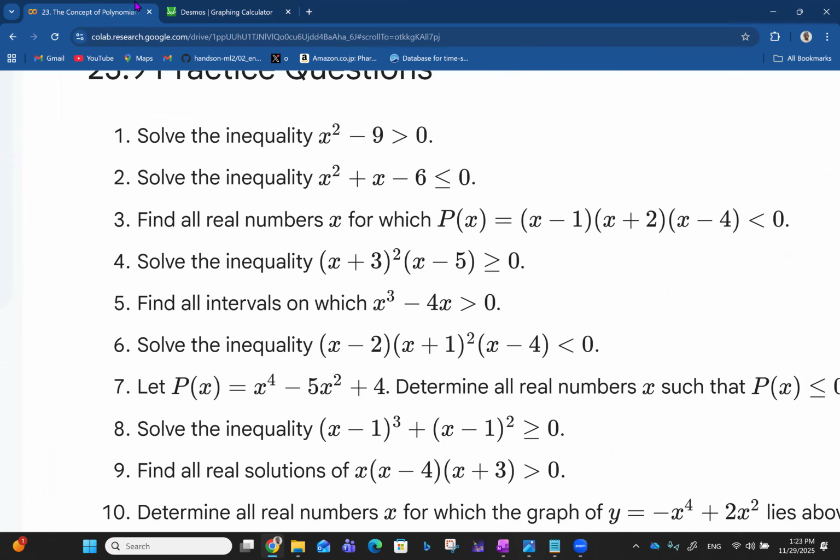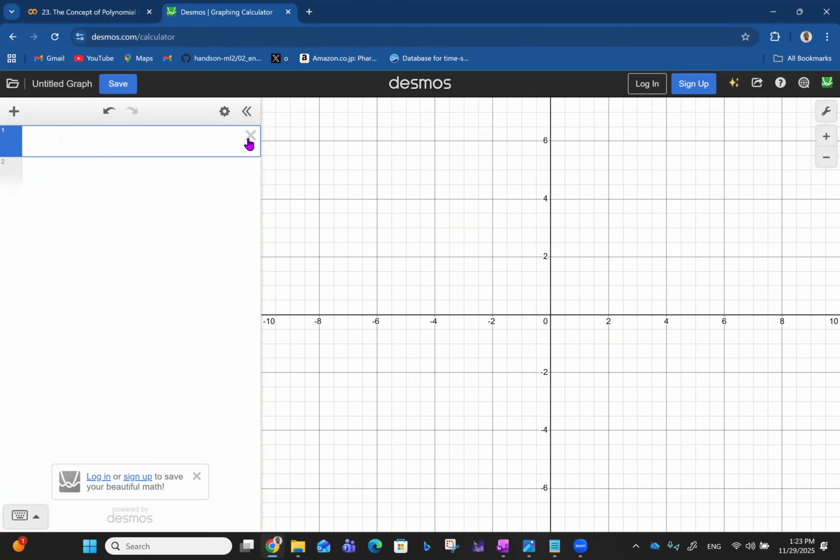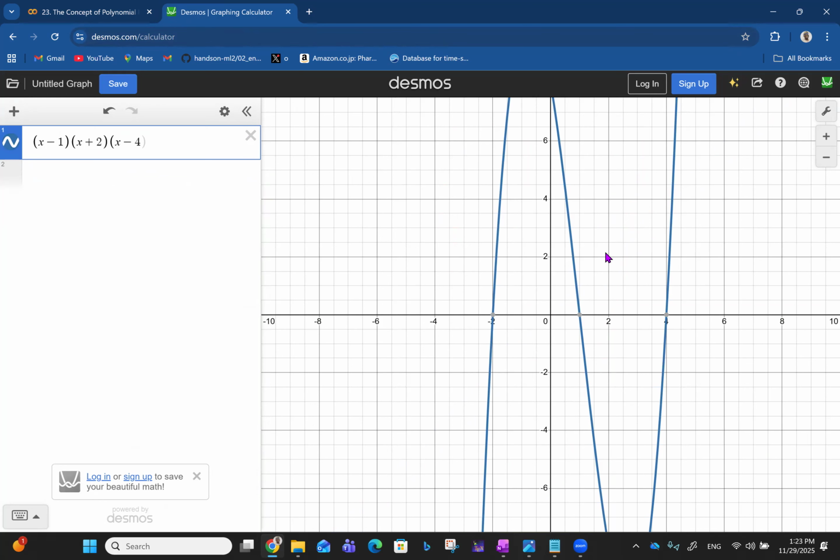X minus 1, X plus 2, X minus 4. Okay, so we have this now. We have -2, we have 1, and we have 4. Now you see, we have two positive roots and one negative root.